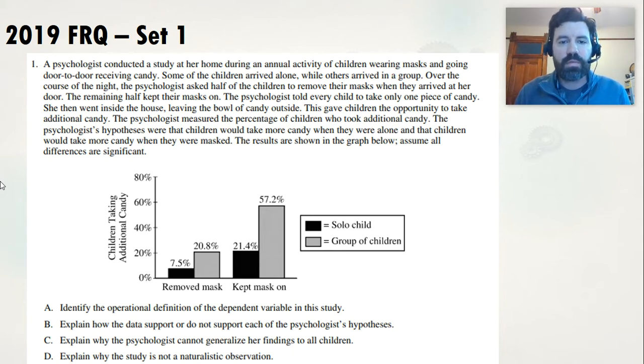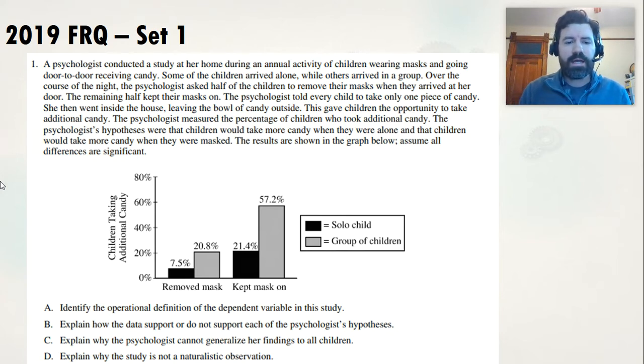The psychologist measured the percentage of children who took additional candy. The psychologist's hypotheses were that children would take more candy when they were alone, and that children would take more candy when they were masked. The results are shown in the graph below. Assume all differences are significant. And then you can see the chart itself. So, real classic Research FRQ here. It gives you a scenario. You may want to read it once or twice, go slow, digest what it's saying, and then below that are your questions.